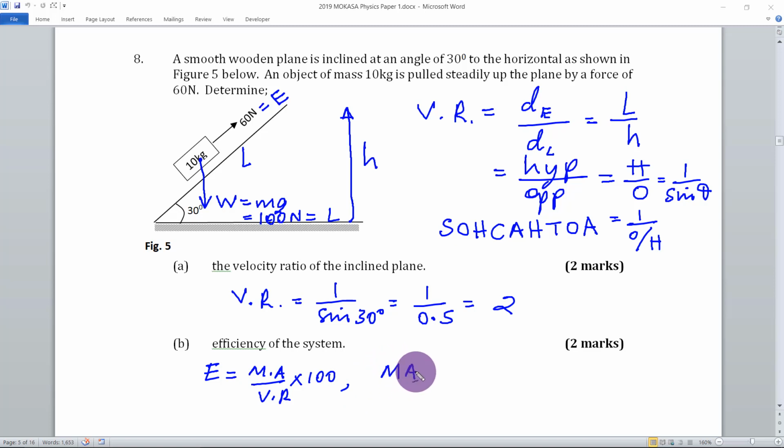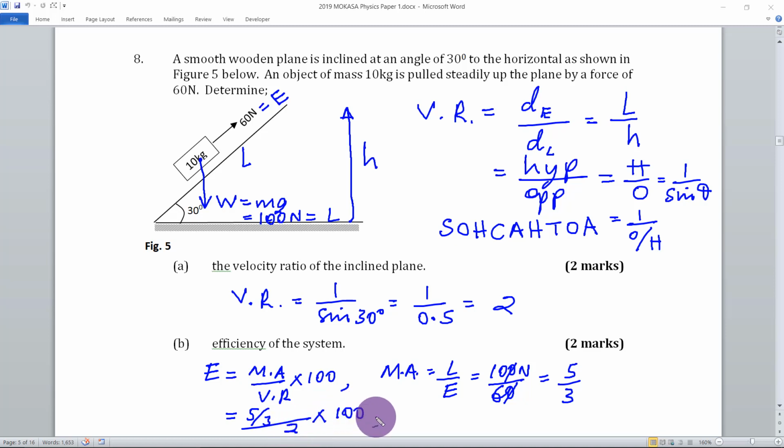Mechanical advantage of any machine is given by the load over the effort. The load is 100 newtons. The effort is 60 newtons. And we have 5 over 3. This will be the mechanical advantage. So for us to be able to calculate efficiency, we just need to divide mechanical advantage, which is 5 over 3, by velocity ratio, which is 2, and we multiply by 100.